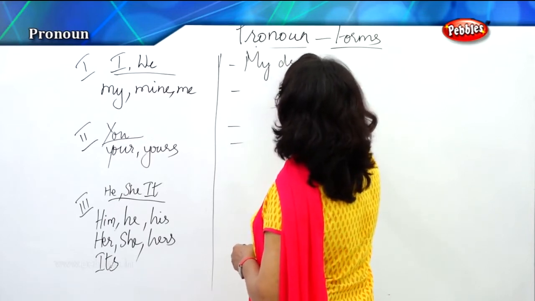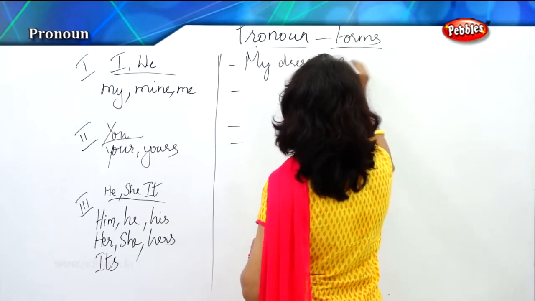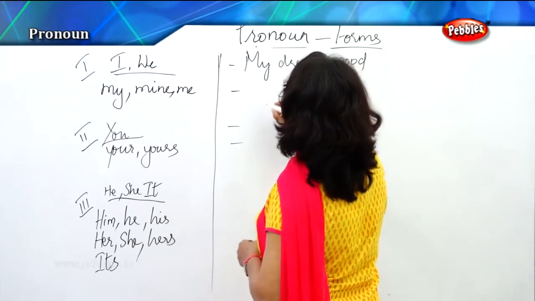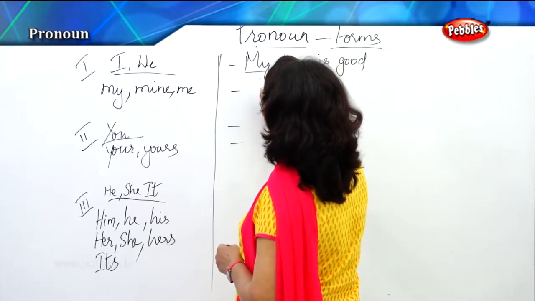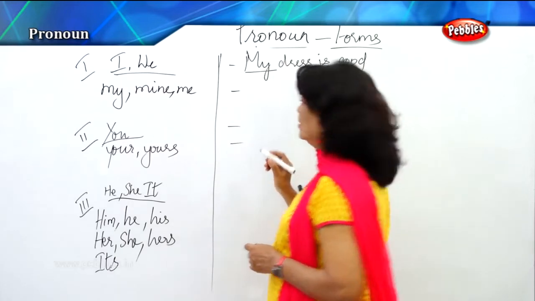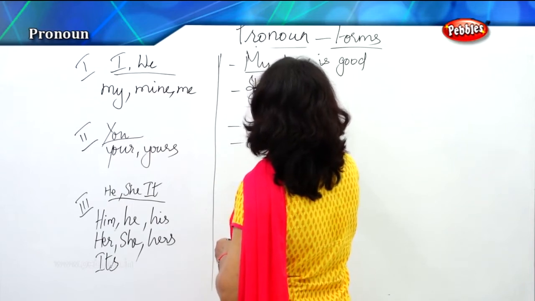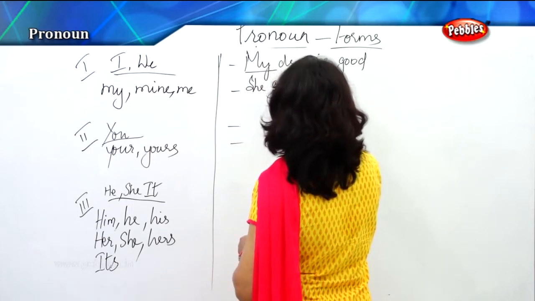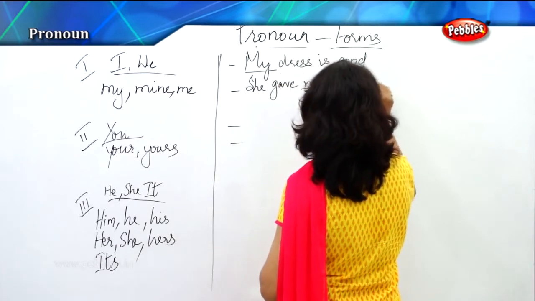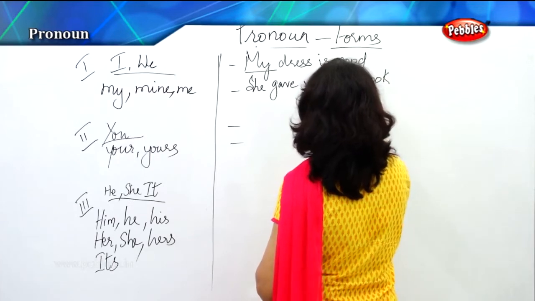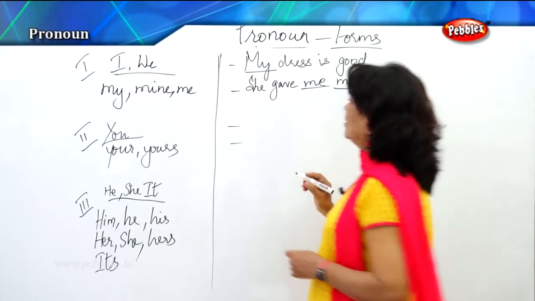My dress is beautiful, or my dress is good. She gave me my book. Now you can see that we have used me and my. Next, mine.